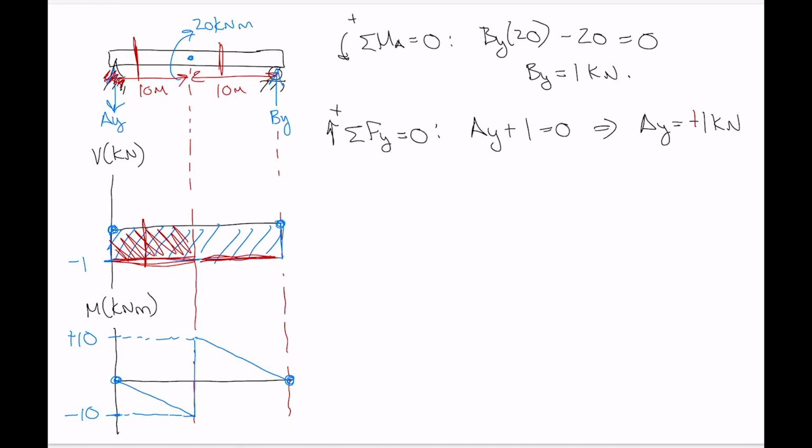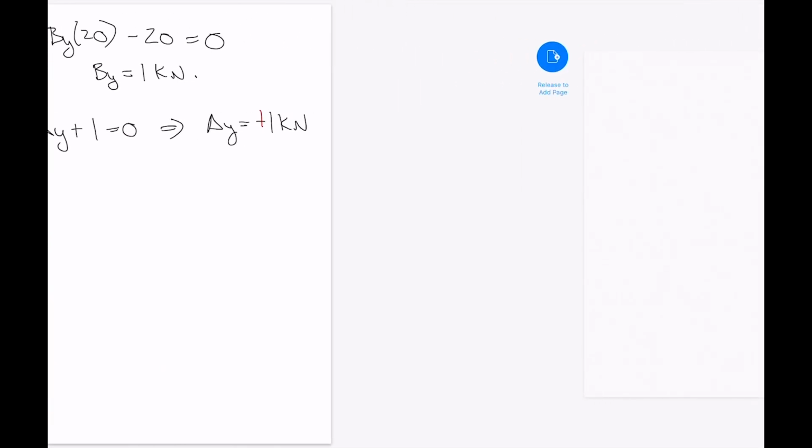The change between the moment at a length of 10 and the moment at a length of 20, that change is 10, and that should be the area within the corresponding portion of the shear diagram, which is 1 times 10, 10. So we get back to 0, so all good. So we can do some shading, and then we're done. Again, very, very fast to draw shear and moment diagrams using the graphical method.